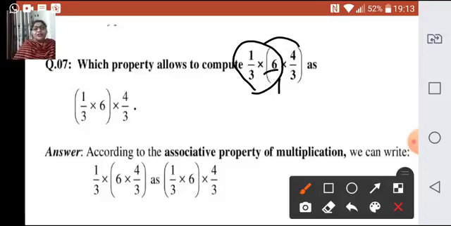So according to the associative property, children, right? When there are only two terms, we say commutative, and when there are three, we say associative property of multiplication, right? The associative property of addition is also there, right? It is true for addition and multiplication. So here, according to the associative property of multiplication, we can write the given expression.